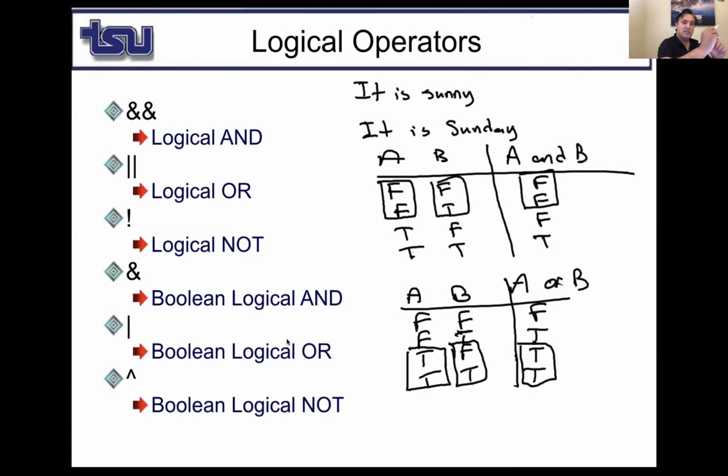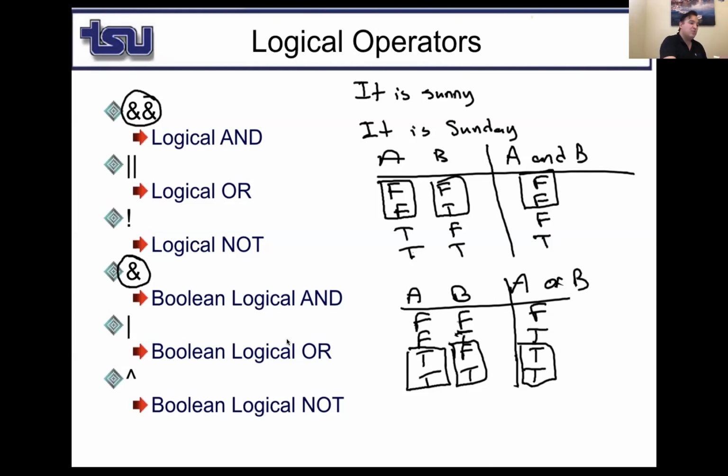So for and, if the first one is false, you don't need to check the second one. You know that the composite statement will be false. In or, if the first statement is true, you don't need to check the second statement because you know that the composite statement will be true. So the difference between double ampersand and single: if it is double, as soon as the falsity or truth value is known, you stop.